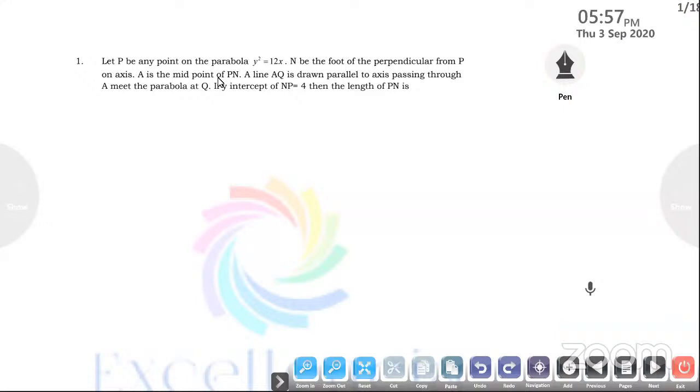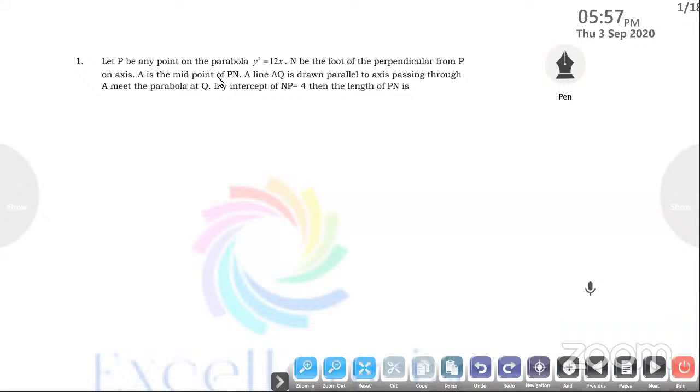The first question. It's a question from parabola. Let P be any point on the parabola y squared equal to 12x. N be the foot of the perpendicular from P on the axis. A is the midpoint of PN. A line AQ is drawn parallel to axis, passing through A, meeting the parabola at Q. If y-intercept of NP is equal to 4, then the length of PN.